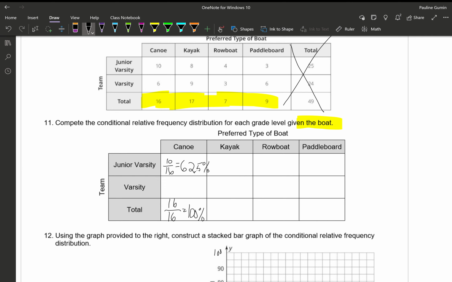62.5%. So don't forget, in your calculators, when you are making a fraction into a percent, we do the same thing as turning it into a decimal. So 10 divided by 16, menu 21, enter. And then we multiply by 100. That's what makes it a percent. 6 out of 16 gives us 37.5. All right, let's move on to the kayaks.